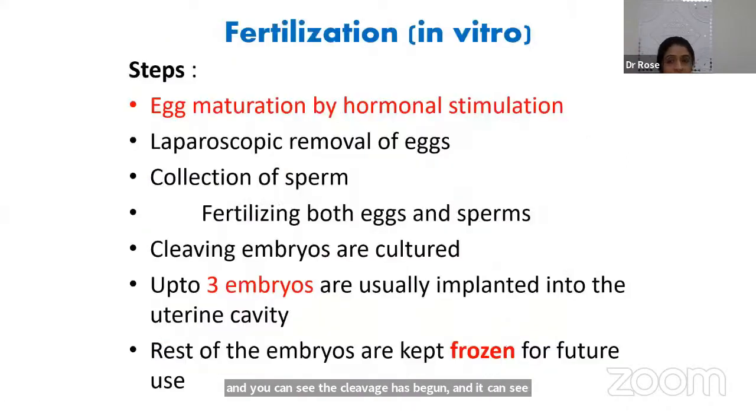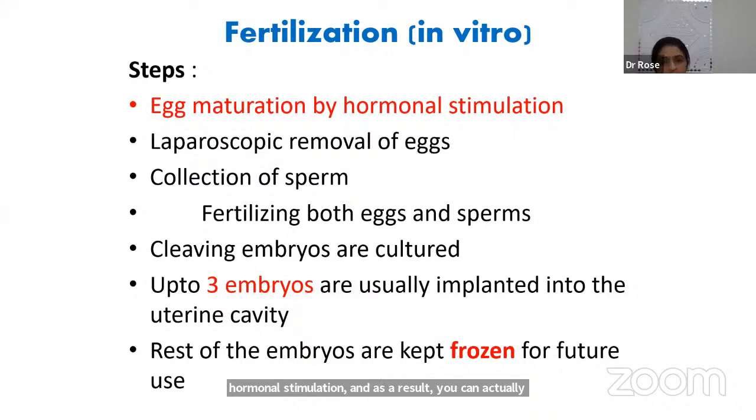What is happening when you talk about fertilization in vitro? When the fertilization happens outside the uterus, what are the steps? First, you need the oocytes and you need the spermatocytes. So how will you get the oocytes? That is done by hormonal stimulation. And as a result, you can actually retrieve the oocytes with the help of laparoscope.